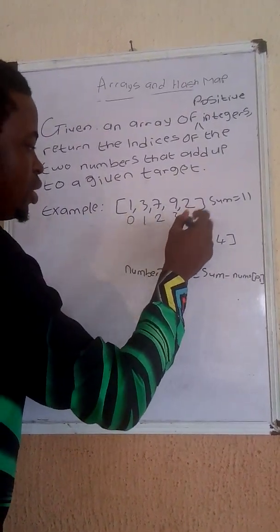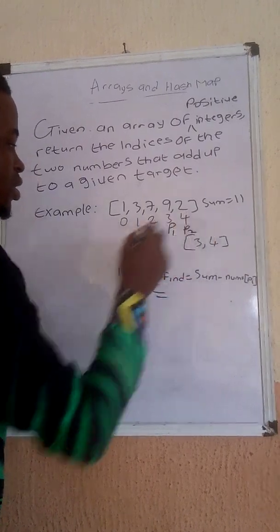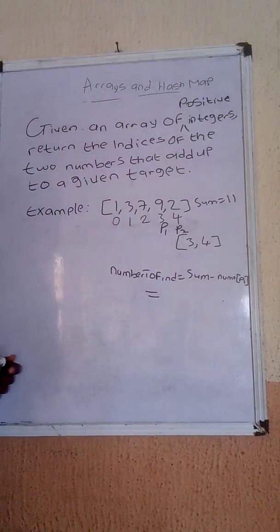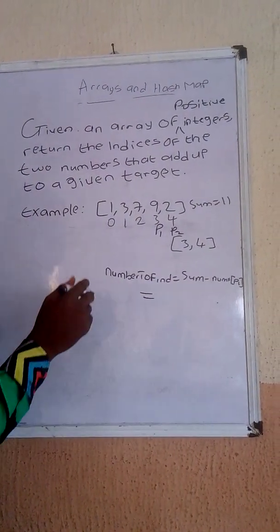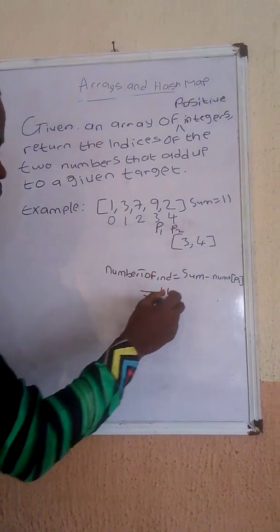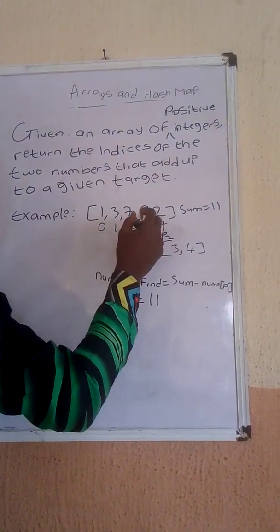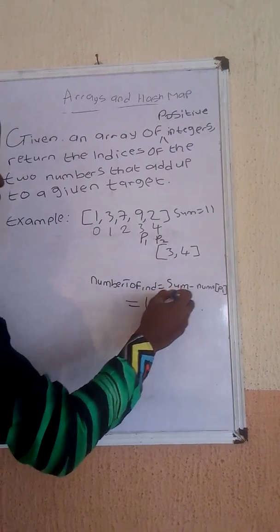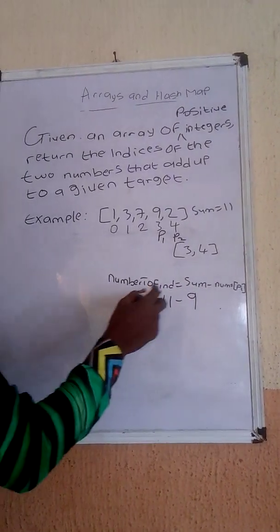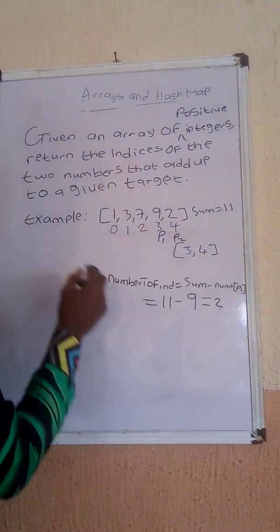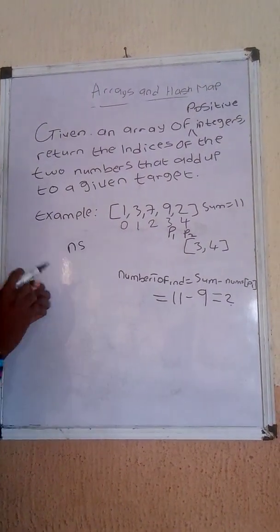P1 is now at this place, and P2 is now at 3. So we calculate our new number to find. Our new number to find is the sum, which is 11, minus nums at P1. Nums at P1 is 9, so 11 minus 9 is 2.